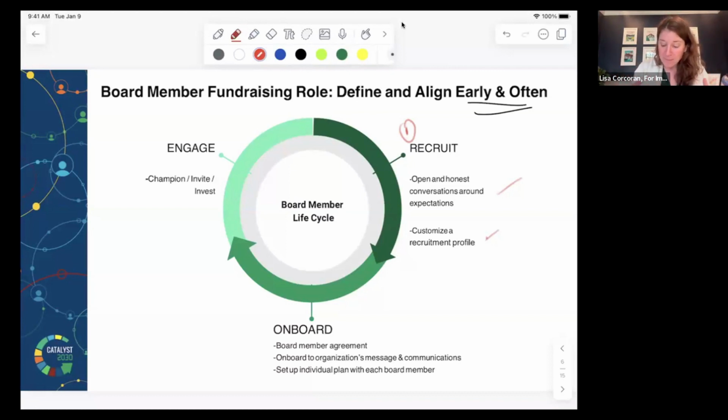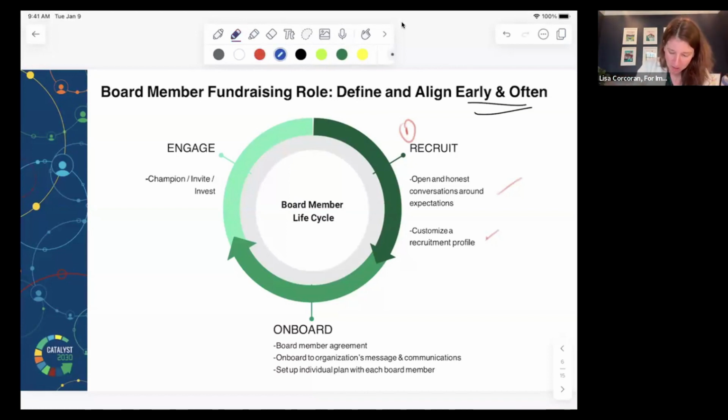So when you're thinking about your recruitment profile, let's think about what exactly your organization needs as it relates to fundraising support, and then let's craft a profile around it and find that person. Okay, so that's step one, recruiting.